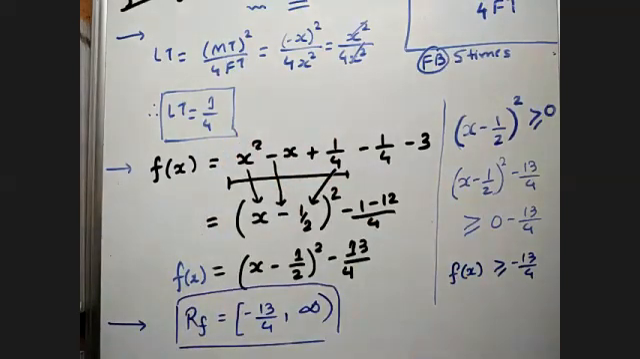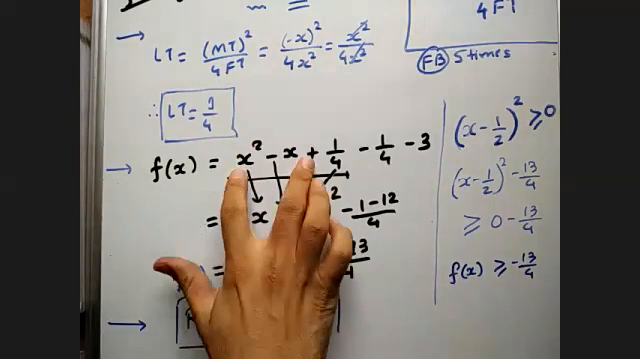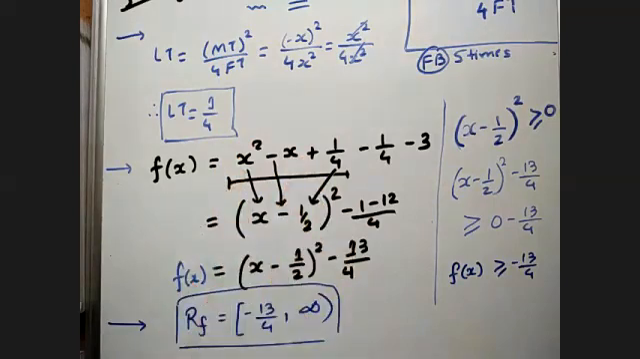Sir, f of x is equal to (x minus half) whole square minus 1 minus 12 by 4. So how did I write this from here, do you have a doubt in that? Okay, now see here.